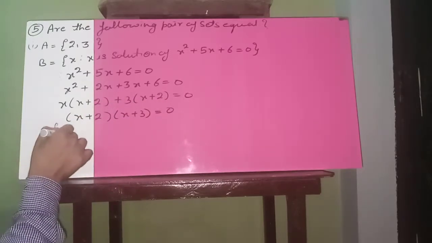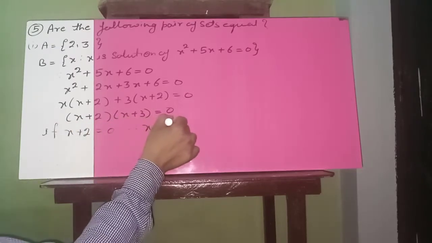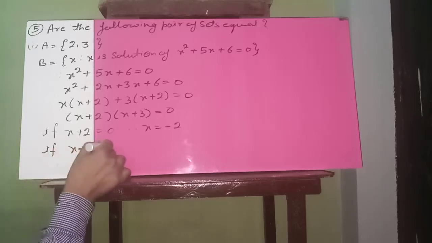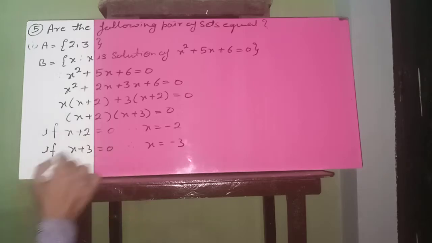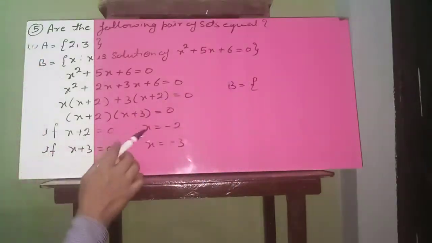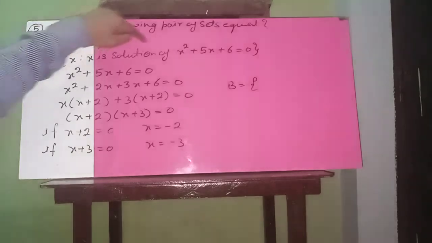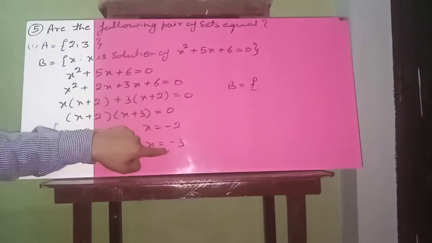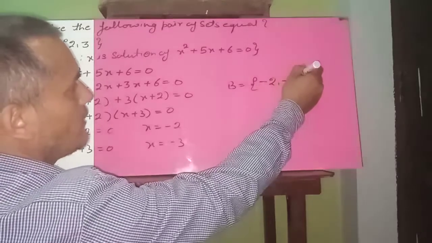If x plus 2 equals 0, so x equals minus 2. If x plus 3 equals 0, so we find x equals minus 3. So we find the given set B in roster form. In set B we have an element x and x is a solution of the given equation. So what is the solution of the given equation? Minus 2 and minus 3. So in set B we have elements minus 2 and minus 3.